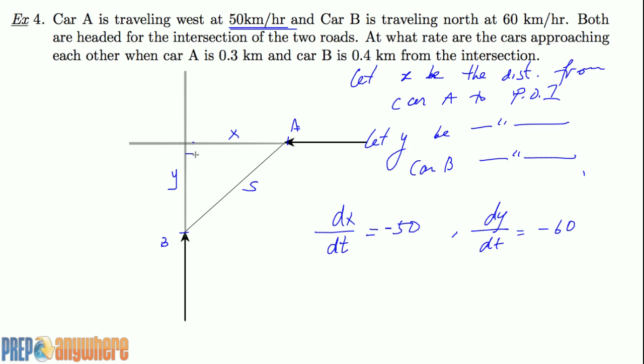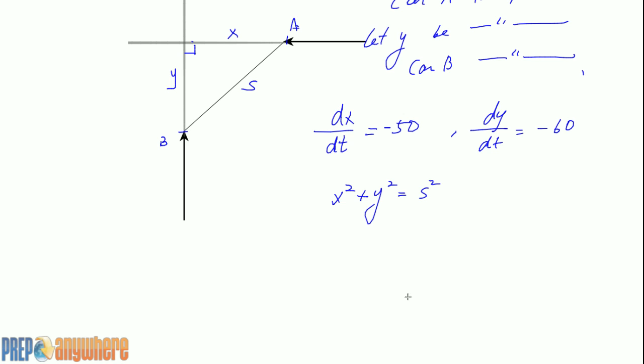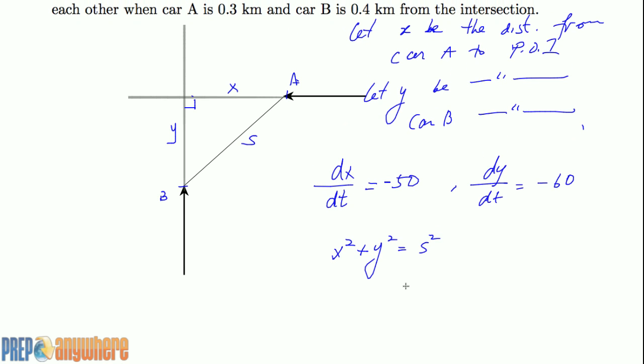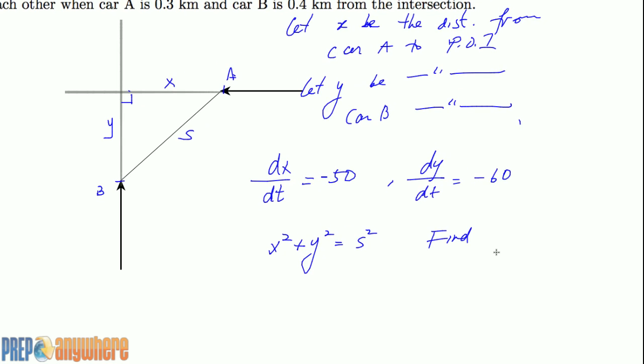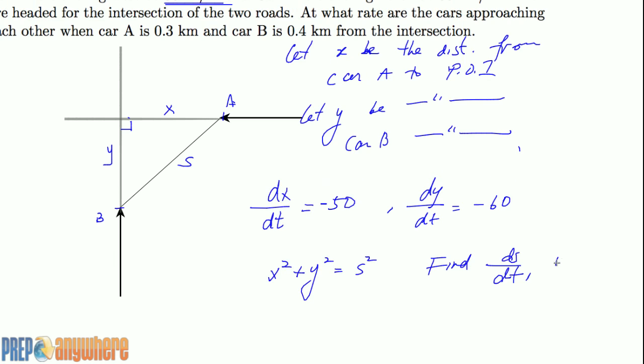All right. Here's a right angle triangle. So what equation can we generate with x, y, and s? The Pythagorean theorem, of course. So our goal is to find, so you always have to state this. If you can't write this, then you're probably very lost. You have to find ds over dt when? What is given? So usually in the final sentence. X is 0.3 and y is 0.4.